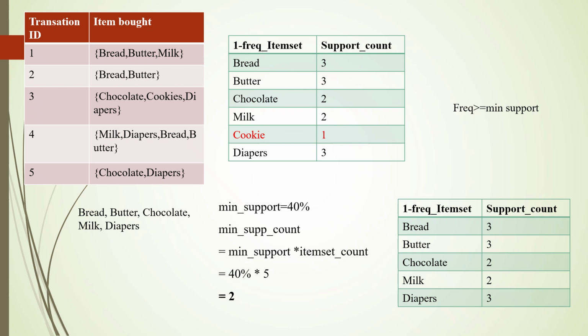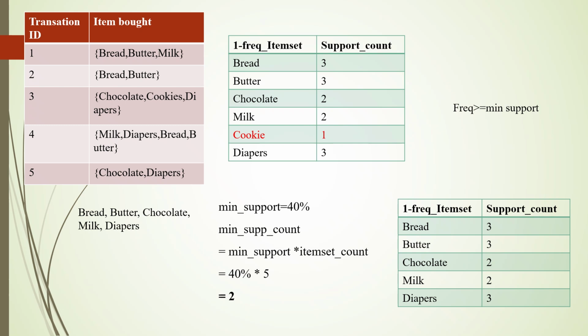So first, bread support count is 3. So 3 is greater than or equal to the minimum support, which is 2. The condition is true. So bread is a first frequent item set.